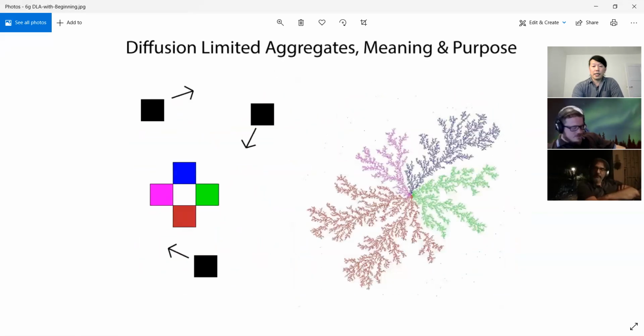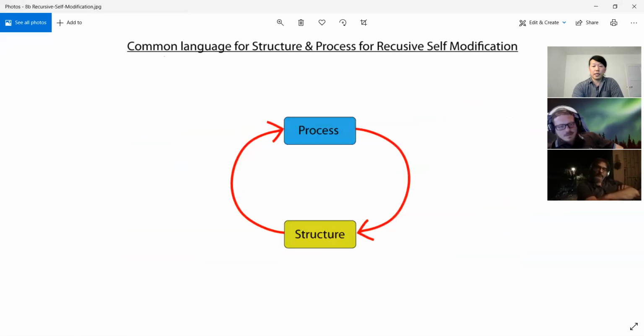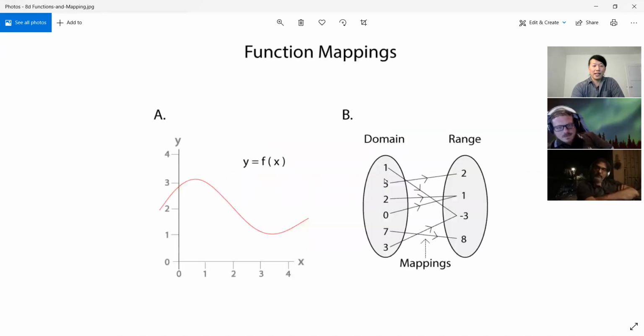This diagram here is meant to show the essence of recursive self-modification. It's the idea of processes that create structure, but then the structure encodes a process, which then goes on to change that structure. But the process and structure are the same thing. Now, it sounds very incongruous, doesn't it? Because it's unlike the way we normally understand functions. Okay, this is mapping. We'll introduce the idea of mapping in order to explain recursive self-modification.